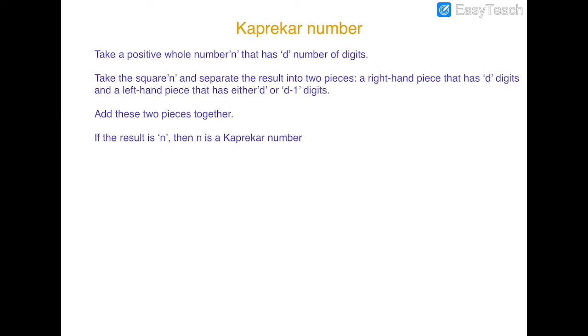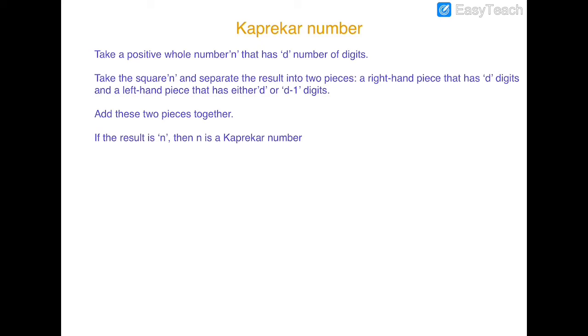Capricorn number. Take a positive whole number n that has d digits. Take the square of n and separate the result into two pieces: a right hand piece that has d digits and a left hand piece that has either d or d minus 1 digits. Add these two pieces together. If the result is n, then n is a Capricorn number.